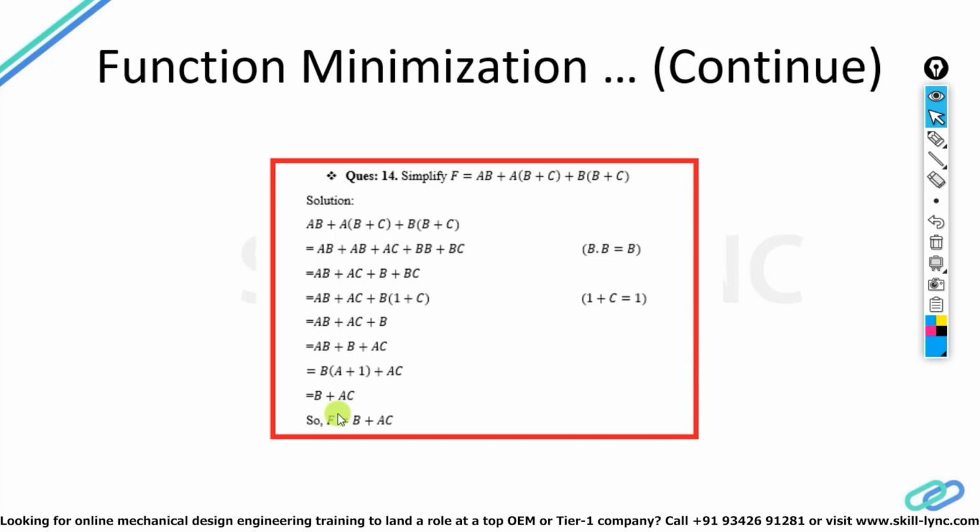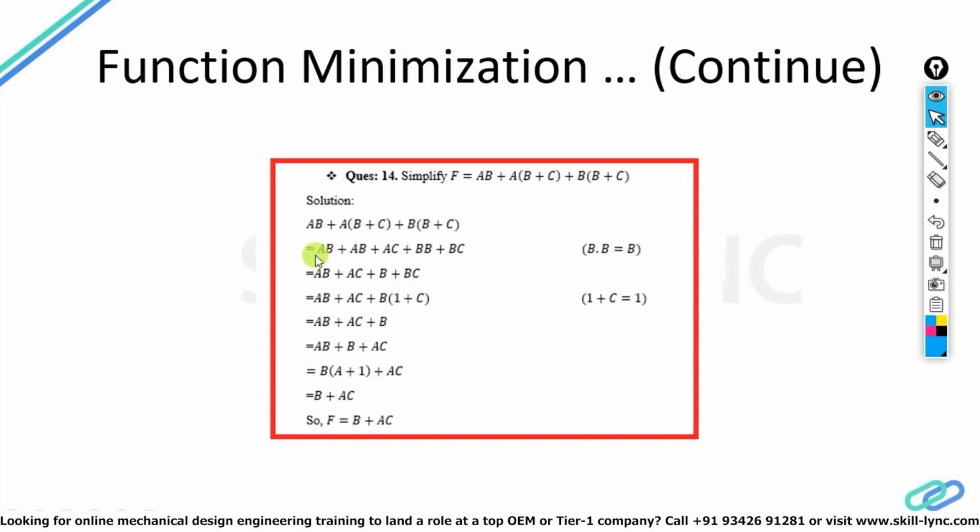Question is f equal to ab plus (a)(b plus c) plus (b)(b plus c). So there are so many brackets. As I have told you earlier also, whenever the brackets are there, try to open the brackets. And when you are opening the brackets, it is ab plus ac, then plus bb plus bc.